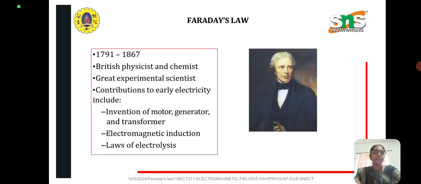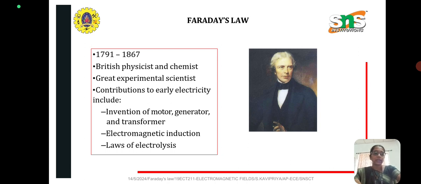Faraday was a British physicist and chemist. He is the one who discovered Faraday's law. He is a great experimental scientist. He made great contributions to early electricity, which includes his invention of the motor, generator, and transformer. He also discovered electromagnetic induction and the laws of electrolysis.